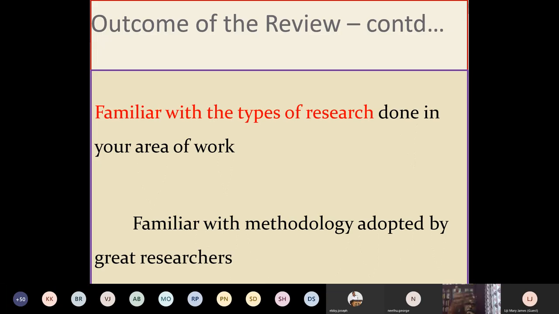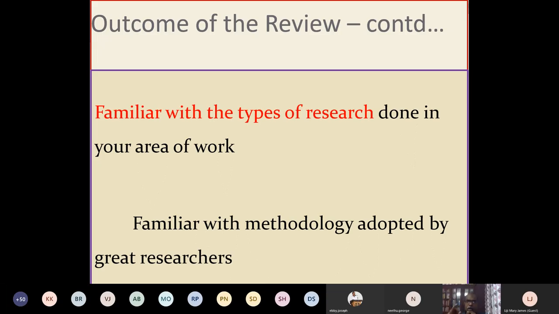You have a good understanding about the theoretical aspects. You have good understanding about the methodological aspects. You are now familiar with the methodology adopted by great researchers, because while reading a number of articles, all these articles will tell you what is the methodology they have adopted, what are the different methodologies for different purposes. So you have a good understanding about different methodologies adopted by great researchers.